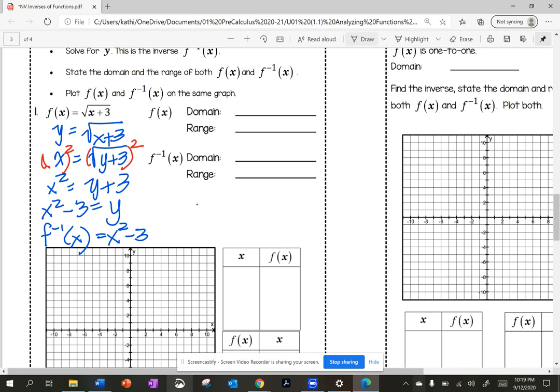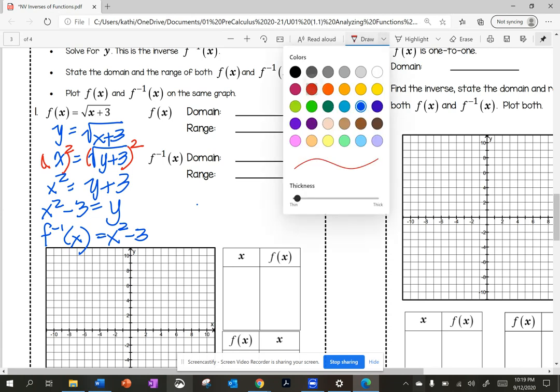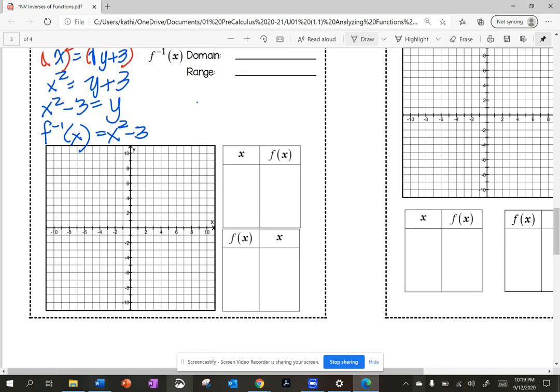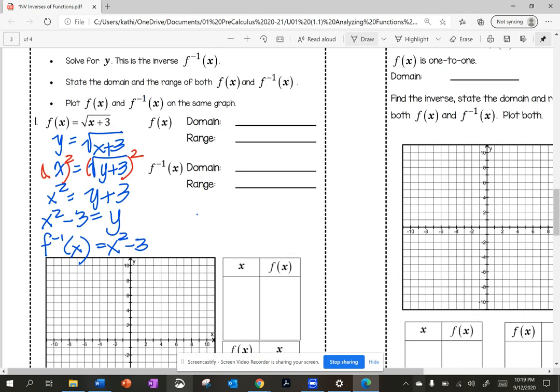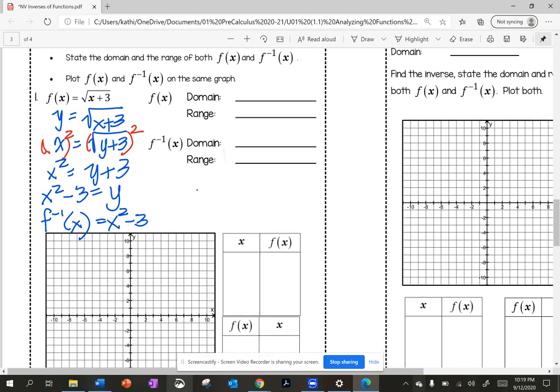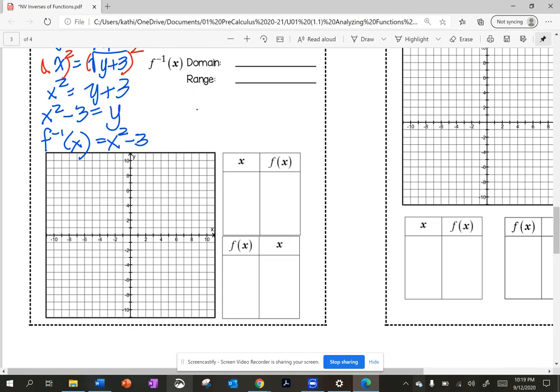Okay, so I'm going to plot these. Now, I could plot this directly if I want to with my transformations, or I can start with the parent function. So I'm going to start with the parent function, and I'm going to plot the original function first. I'm sorry. So the original function is f of x equals the square root of x plus 3, which is the square root parent function.